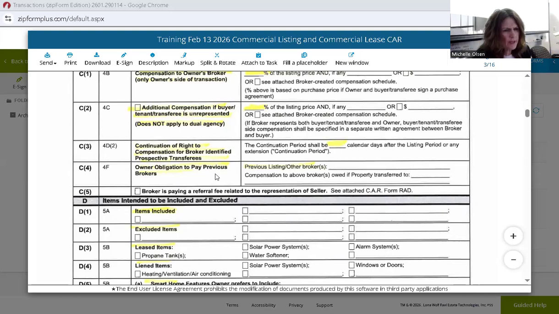Owner's obligation to pay previous brokers, if that's the case here. If there is a referral fee, we went over RAD quite a bit, but if there's a referral fee, check the box. The RAD form should populate. Sometimes property management companies will refer out a building with maybe 3 or 4 commercial units to lease. So generally in that case, you're going to pay a little referral fee on the listing side only. So that could be one of the reasons there's a referral fee on a commercial lease.